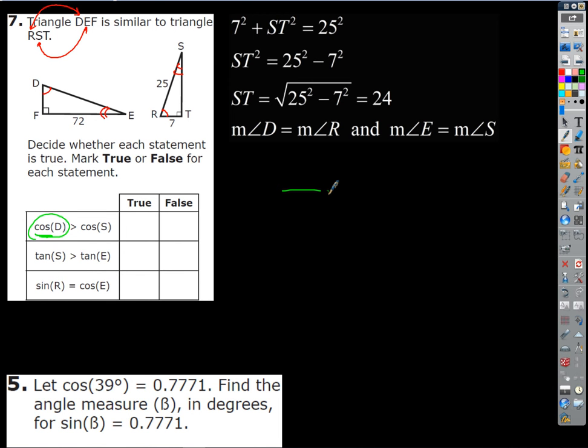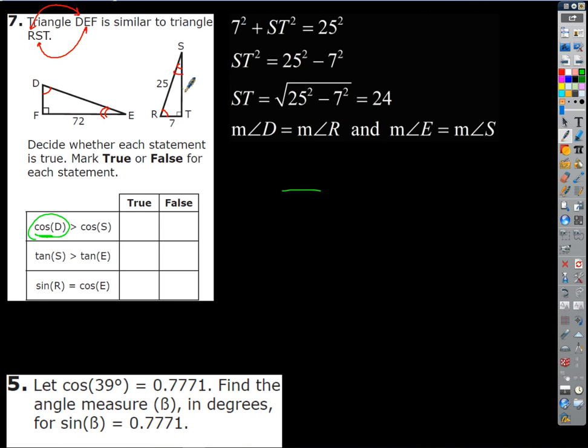So how can we know? But I have two sides in this one. If I have two sides in a right triangle, I could always fill out the third one, couldn't I? Yes, by using the Pythagorean theorem. Because leg squared plus leg squared equals hypotenuse squared, right? So 7 squared plus ST squared, we call that distance ST, has to equal 25 squared.